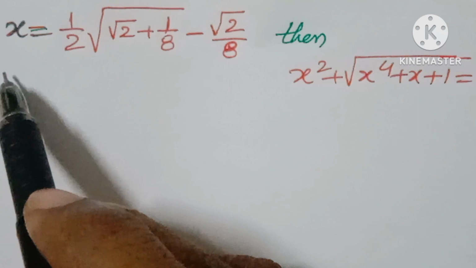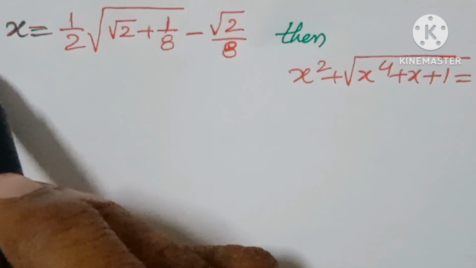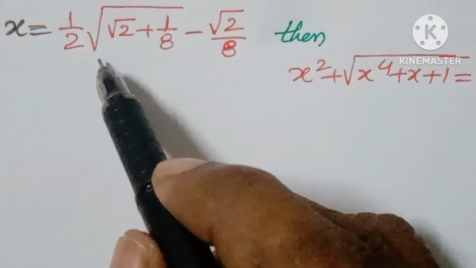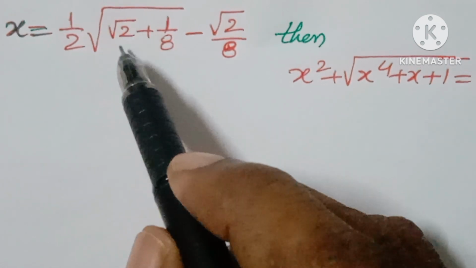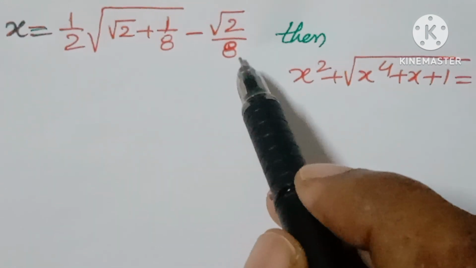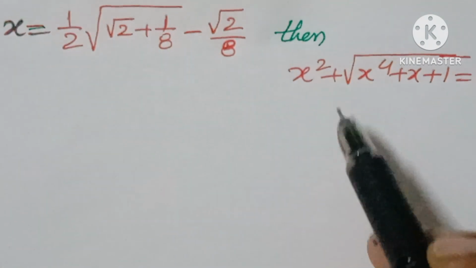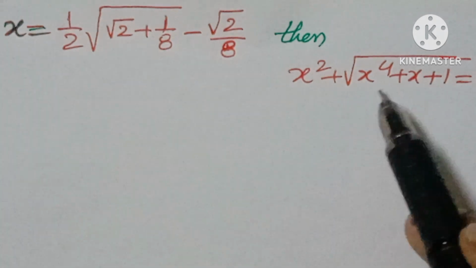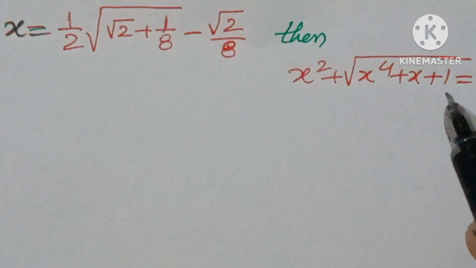Today we're looking at a logical question. The question is: if x is equal to 1 by 2 square root of root 2 plus 1 by 8 minus root 2 by 8, then find the value of x square plus square root of x power 4 plus x plus 1.